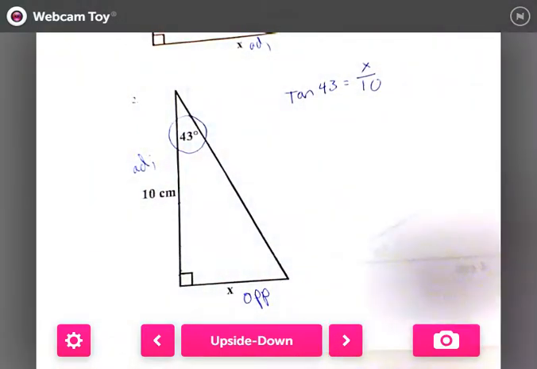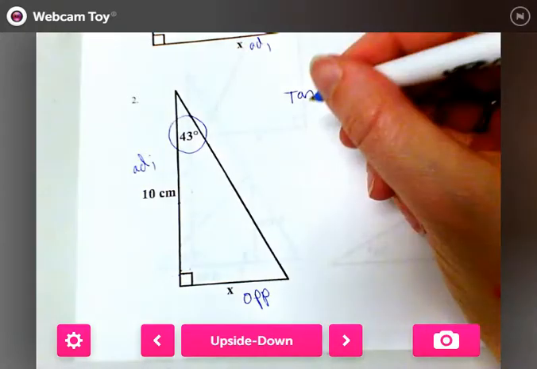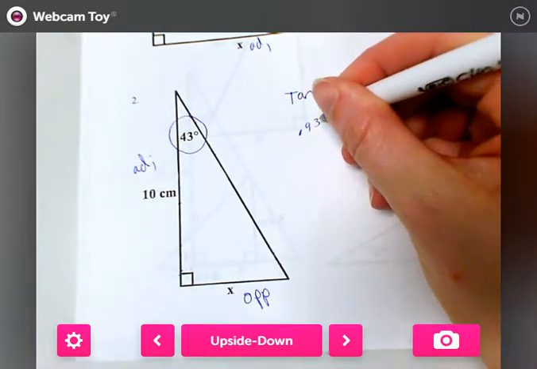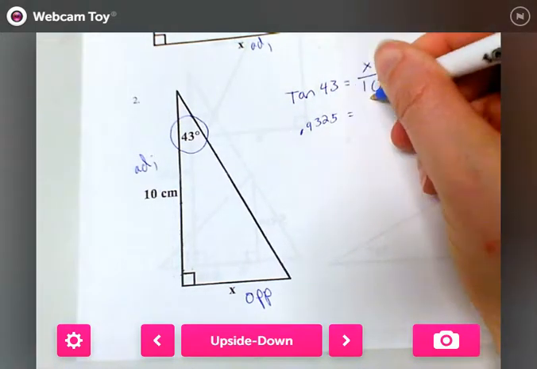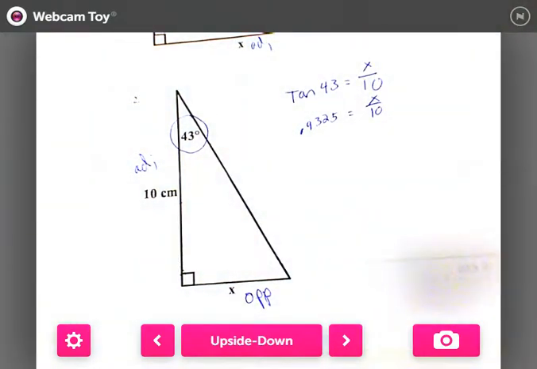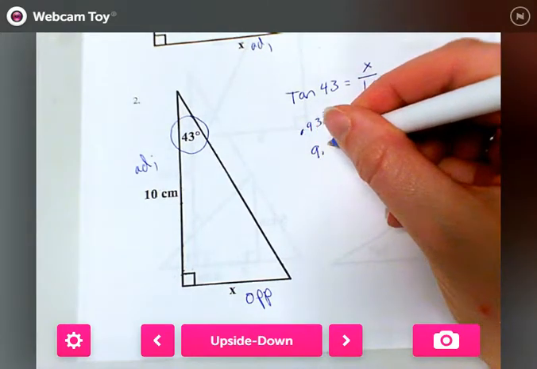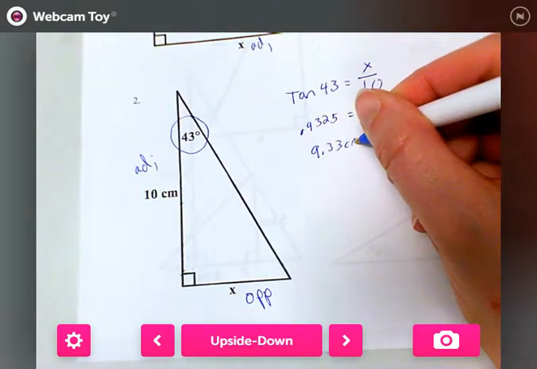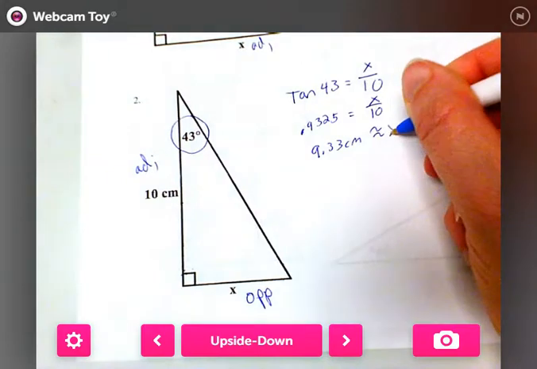Okay. Now, I'm going to put this in my calculator. I hit trig, tan of 43, and I get 0.9325 equals x over 10. Now I'm going to multiply both sides by 10. And I get 9.33 centimeters is approximately x.